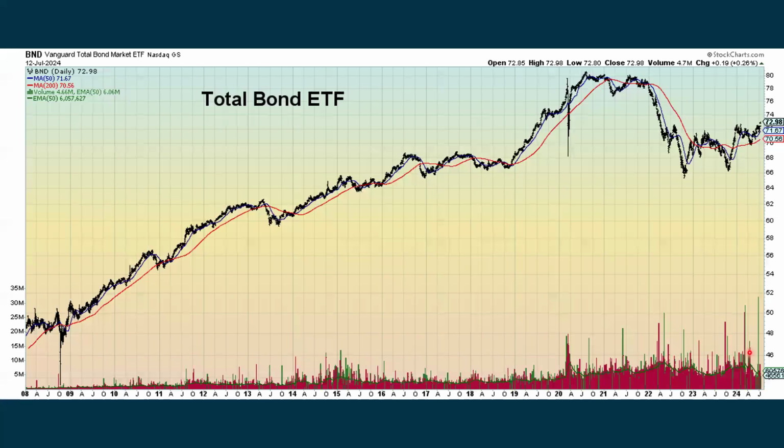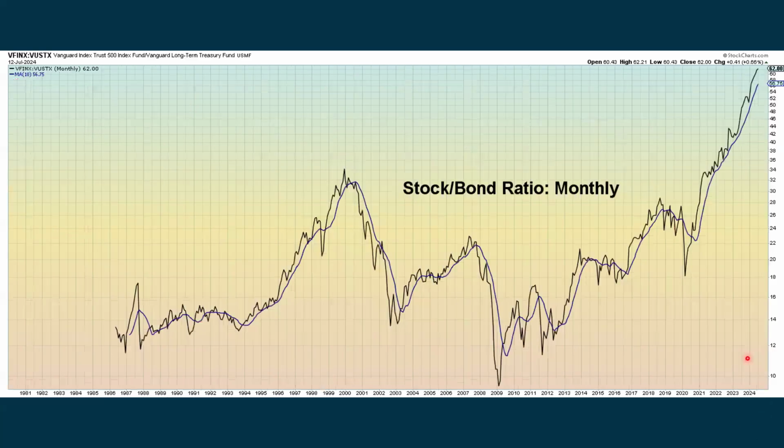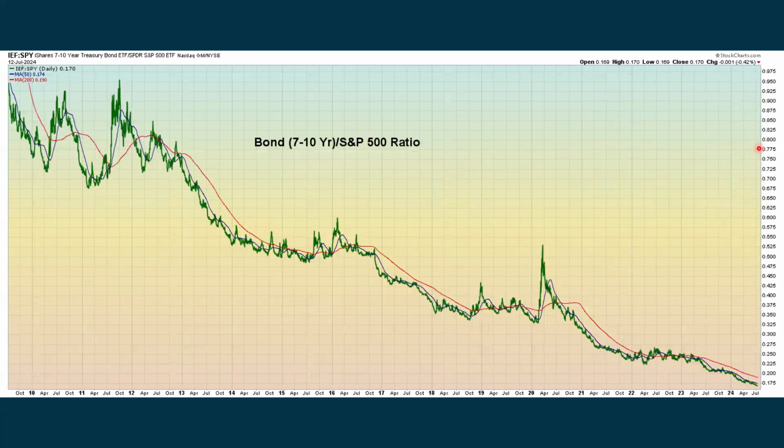We look at the price of bonds by looking at the total bond ETF, where bonds based on price are still in an uptrend. And the Pring World Bond Index, though, this continues to be in a downtrend. Now we're coming back up and showing some improvement, but not enough yet to change the trend from being negative to positive. Monthly chart showing the stock to bond ratio continues to show how stocks are outperforming bonds.